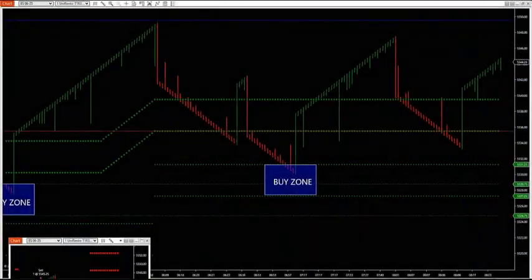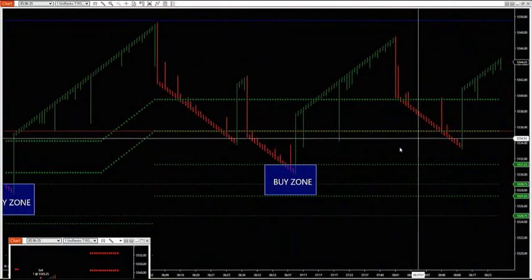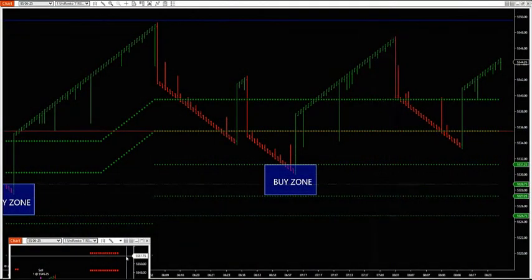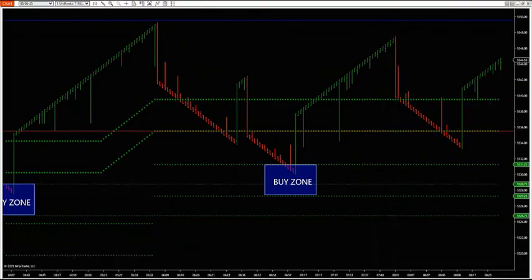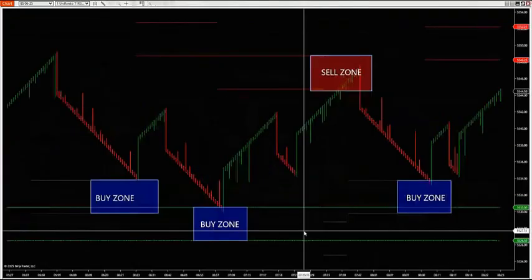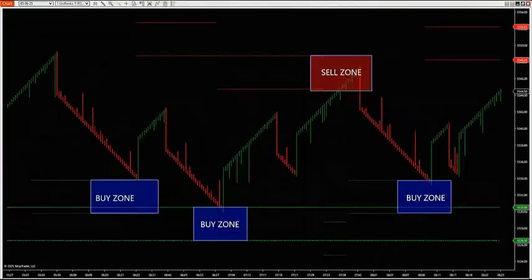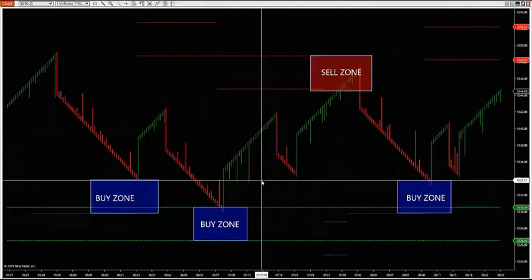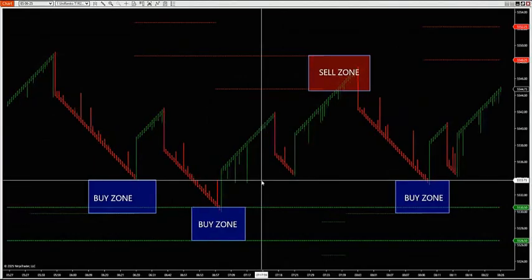Let's go ahead and take off here this morning and make sure we got everything set up correctly on your own charts. I'm going to show you how you can set on your own charts these buy zones and sell zones. And I'm going to show you if you want a lot of liquidity grab trades during the day, or if you want just a few liquidity grab trades during the day.